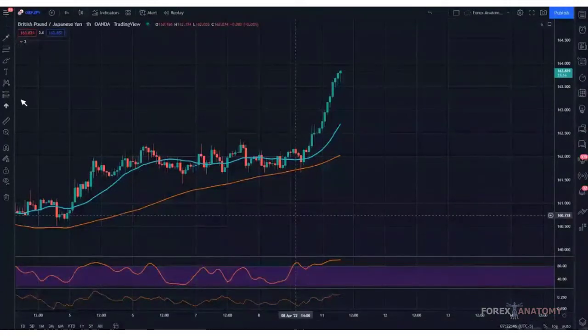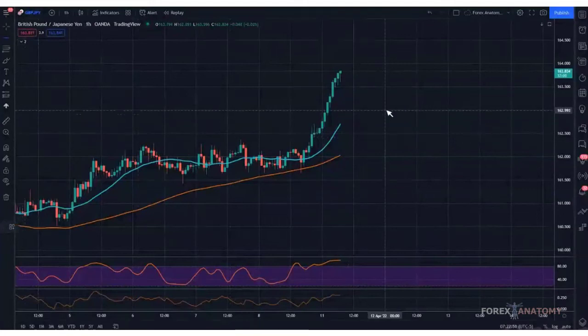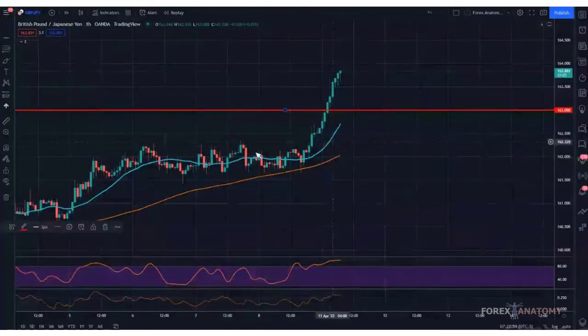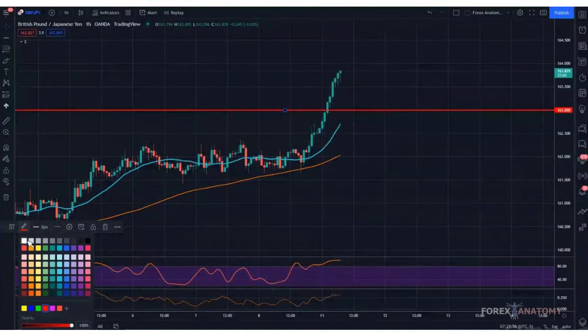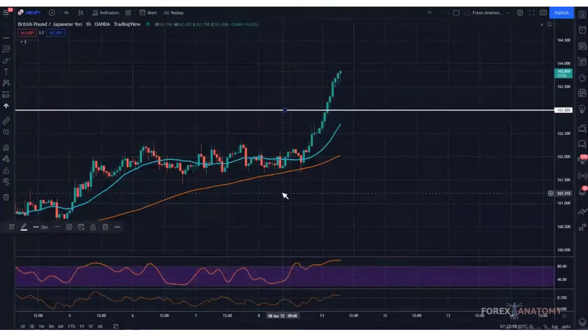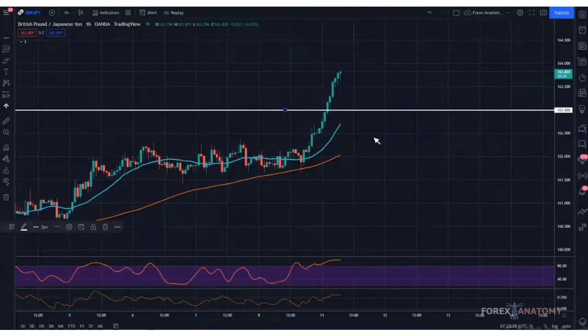163.00. So let me just drop a line right there at 163.00, and I'm going to make this white. This is what we call a banking level, or an institutional level, or a psychological level. These levels are key because banks like to use them to facilitate certain financial transactions. So these whole number, round number levels are very key, and you should pay attention to them, especially when you're trading.